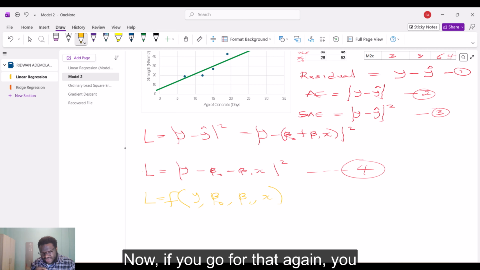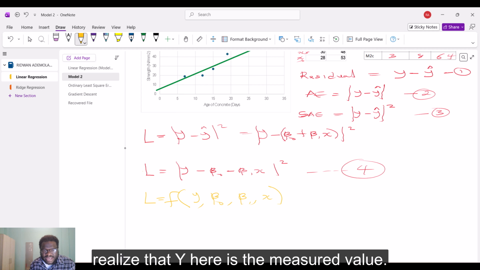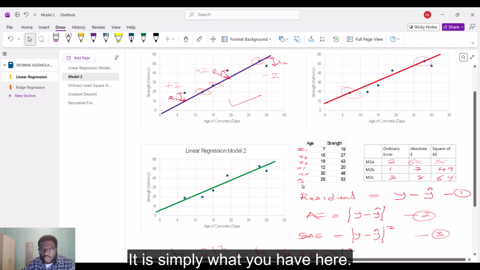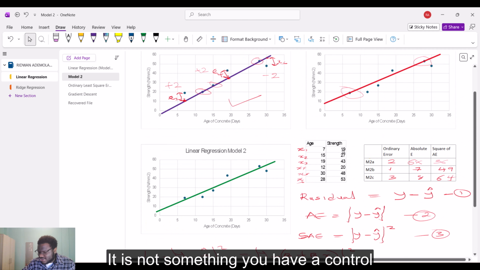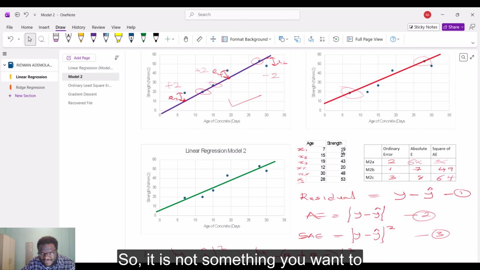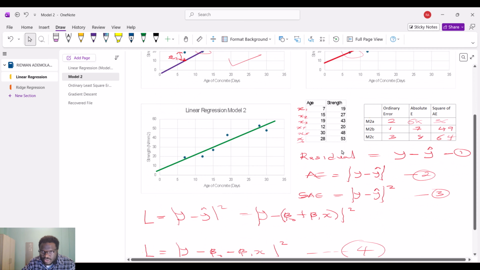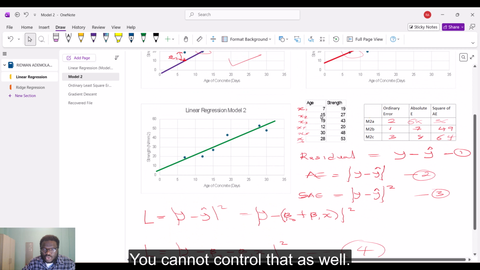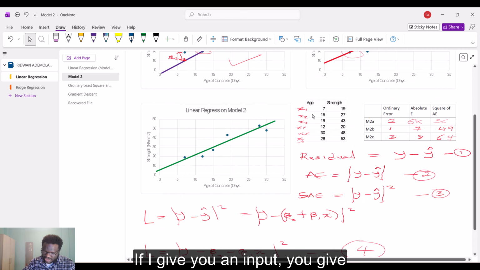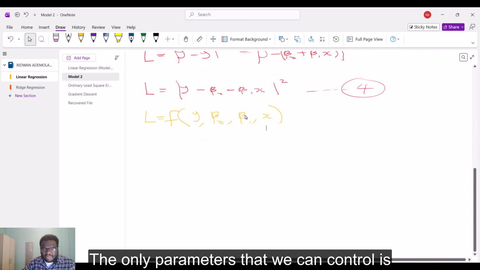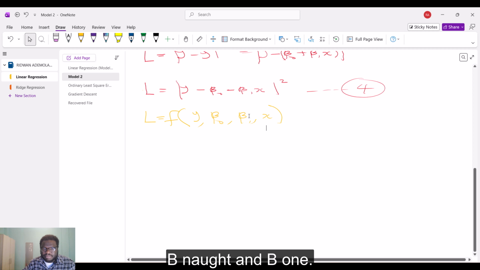Now, if you go further, you realize that y here is the measured value. It is simply what you have here. It is not something you have control over. It is the measured value. It is the target. So it is not something you want to control. Also, x is the input value. You cannot control that as well. If I give you an input, you give me an output. It's not something you can control. The only parameters that we can control are b naught and b1.